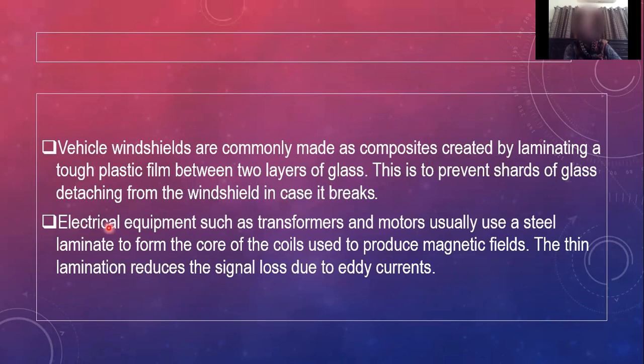Next, we have electrical equipment. In our houses and offices, electric equipment is commonly used. In electric equipment, laminate and lamination sheet are used, such as in transformers or motors, usually as a steel laminate to form the core of a coil used to produce the magnetic field. In these transformers or motors, laminate forms a core of coils which is used to produce the magnetic field. Basically, laminate is used to produce the magnetic field in transformers and motors. The thin lamination reduces the signal loss due to the eddy current.